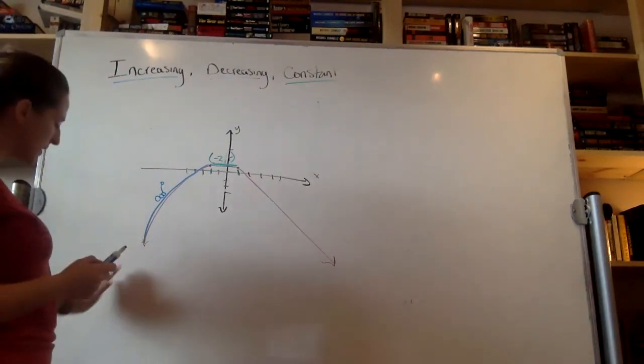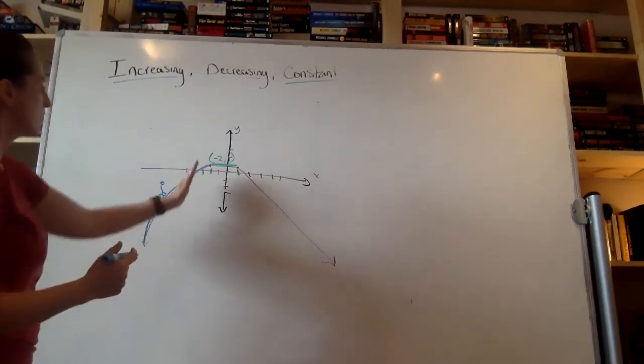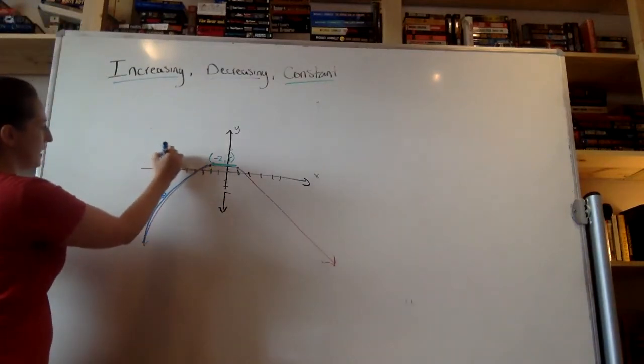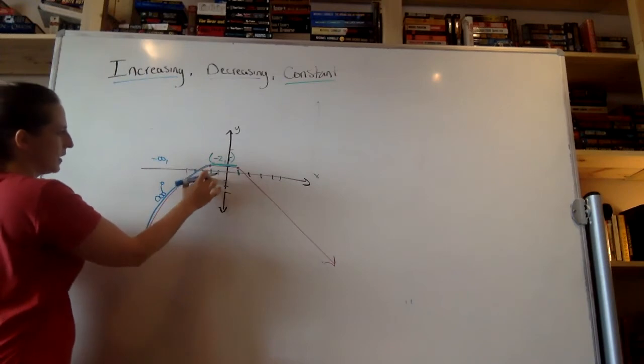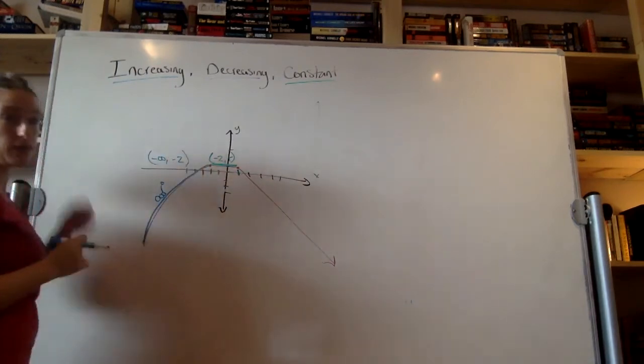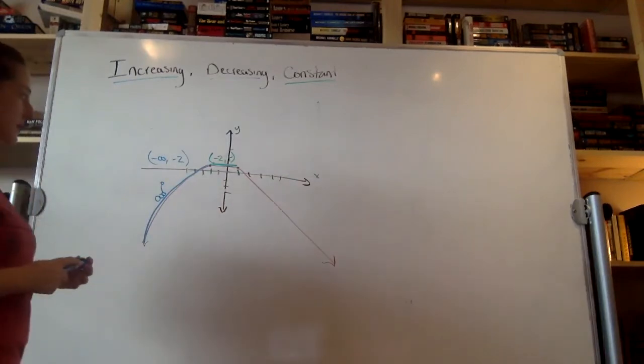Remember, this arrow means that this is going to go on forever. So going on forever means all the way over there. I'm going to start at -infinity. And this is going to be increasing until we get to -2. And again, we're going to use open intervals, meaning we're always going to use parentheses.